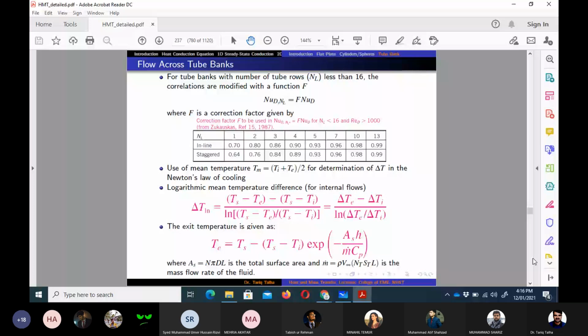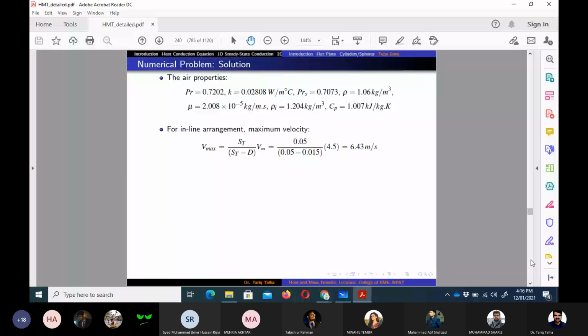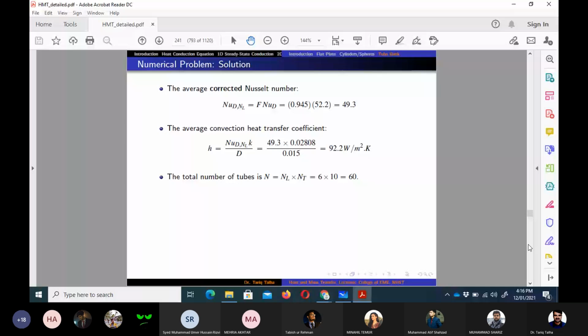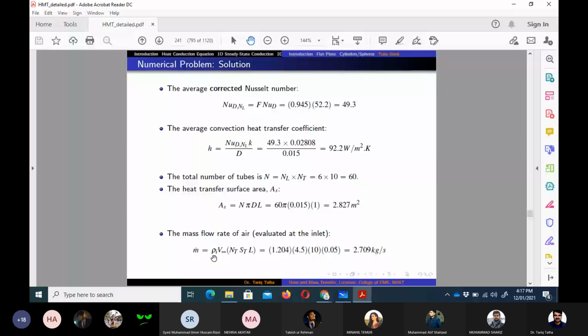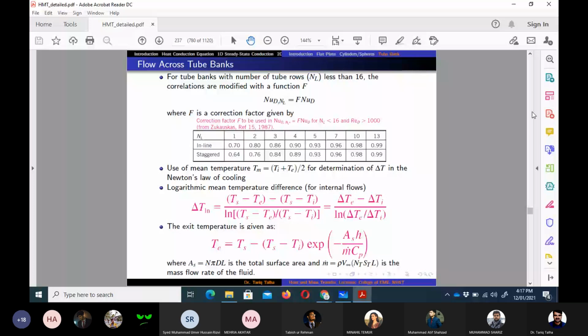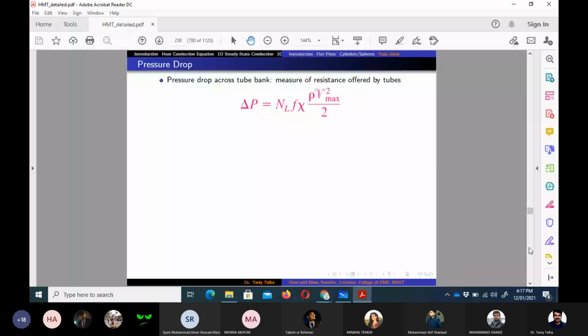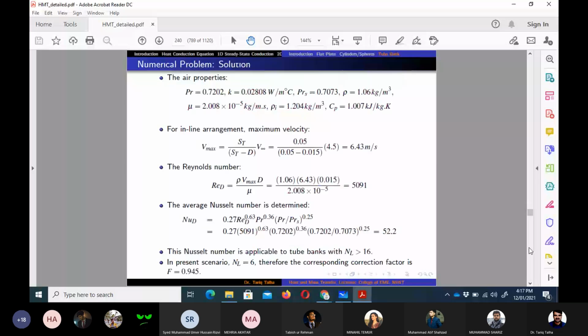So it means that first of all we need to know the N value, which is 60. As I have told you, N pi d L, that is N is 60 pi into this, and then m dot, that is rho I v infinity Nt St L. So I think in this formula it should be rho I. What I have written here, I think I have missed the rho I. So please, I would make that correction here. It should be rho I here. I would make that correction in the slide.